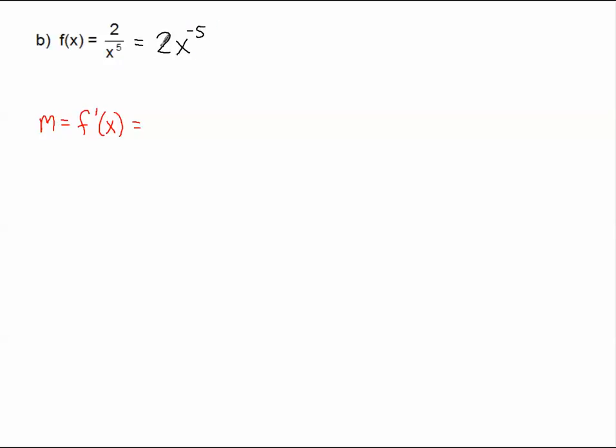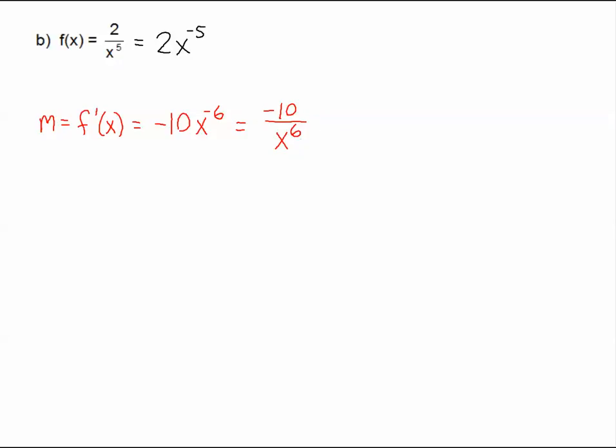-5 times 2 becomes -10, and x to the -5th drops down a degree to become x to the -6, because -6 is 1 degree less than -5. And then maybe I don't like this, so I'm going to convert this back. The -10, of course, stays where it is, but x to the -6 will go to the denominator to become x to the +6. And this is our derivative. This is our expression for slope.